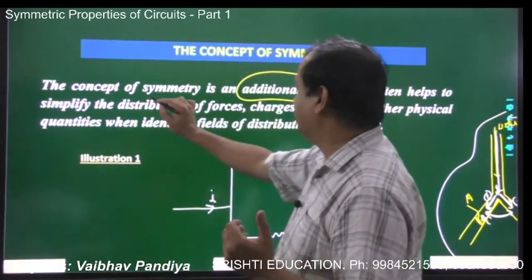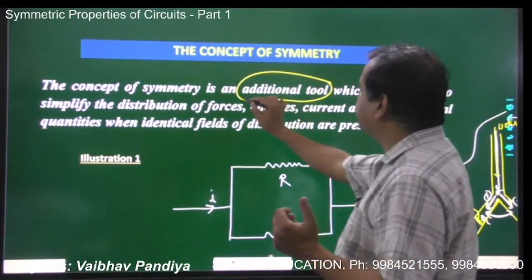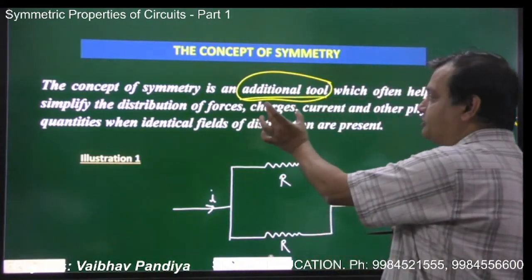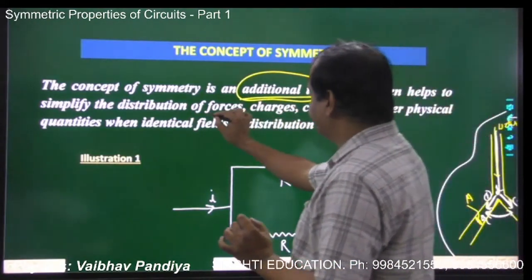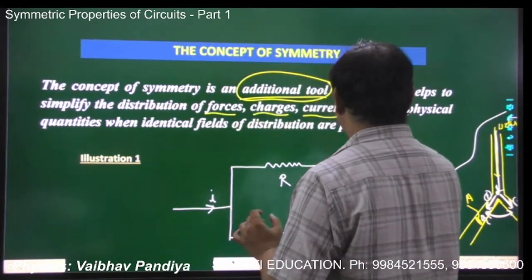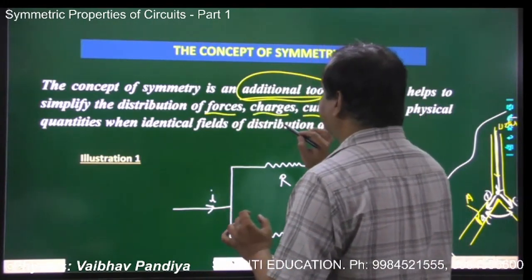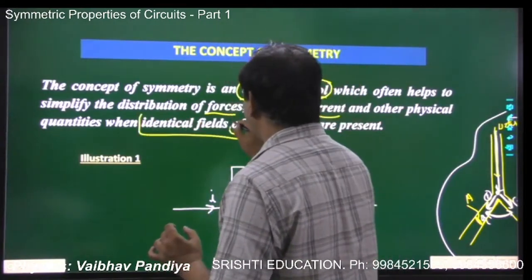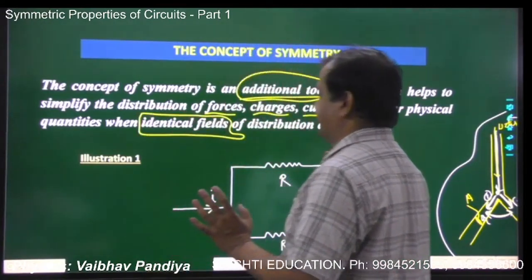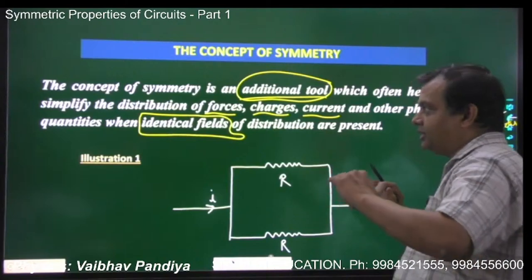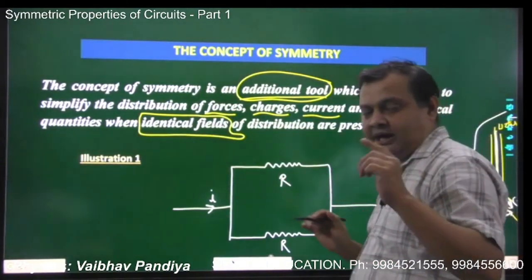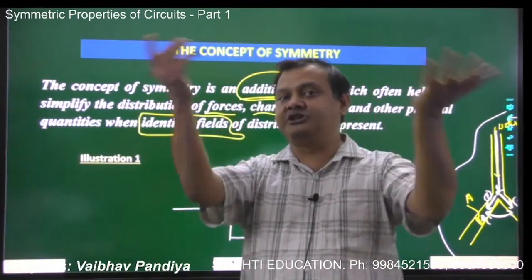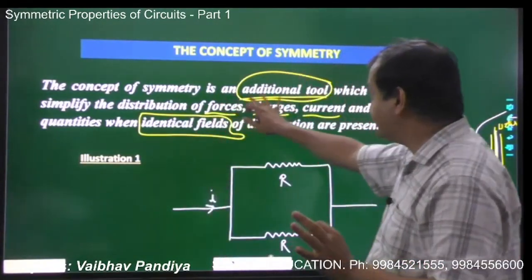Okay. So the concept of symmetry is an additional tool which often helps to simplify the distribution of forces, charges, current, and other physical quantities when identical fields of distribution are present. Okay, so what is the pattern of symmetry doing? It is simplifying the distribution of the physical quantity.